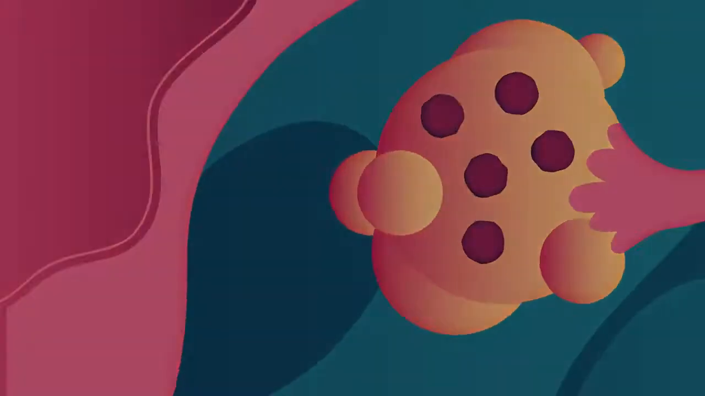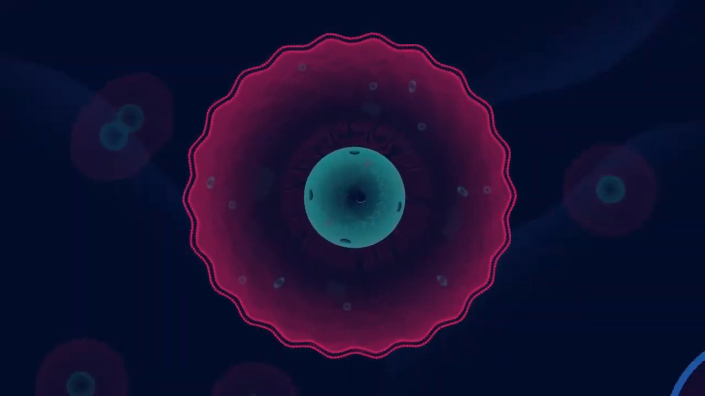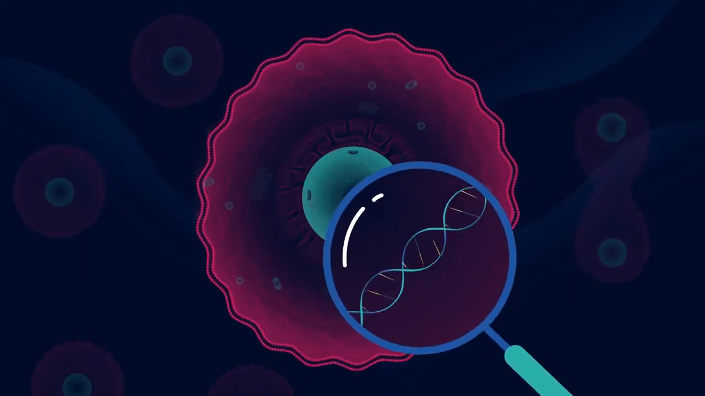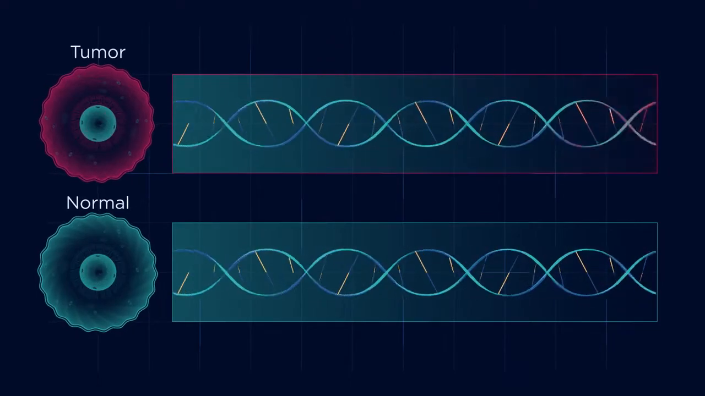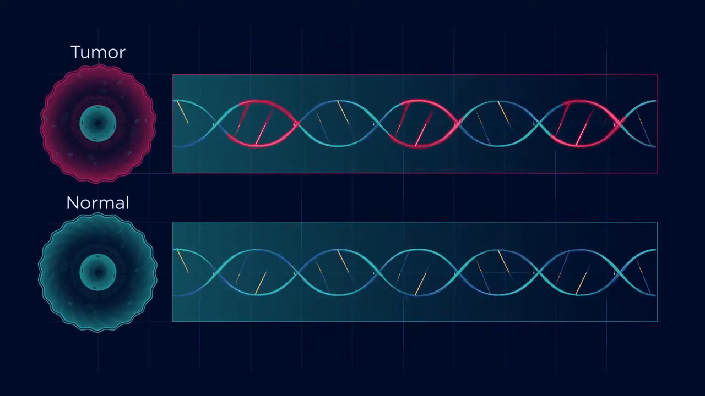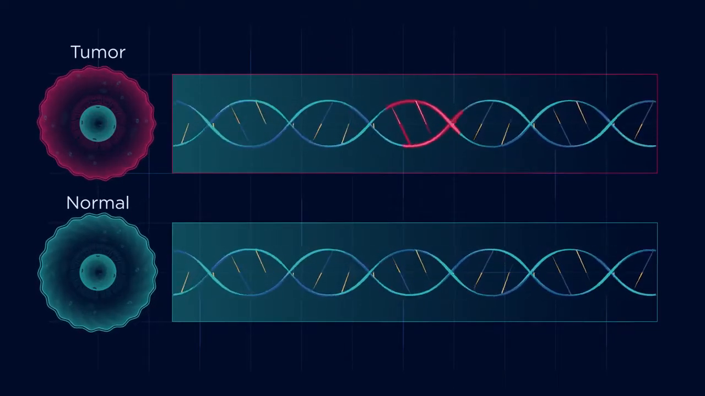The sequencing of tumors has revealed thousands of genetic alterations present within them. The challenge now is to determine which of those changes are actually important for the development of cancer and which are not.